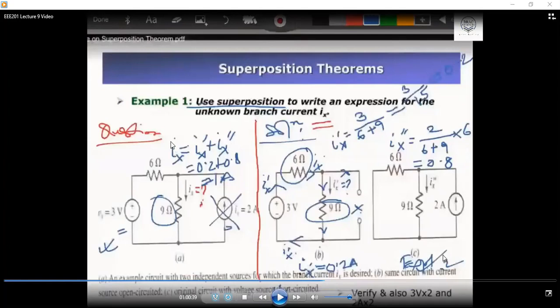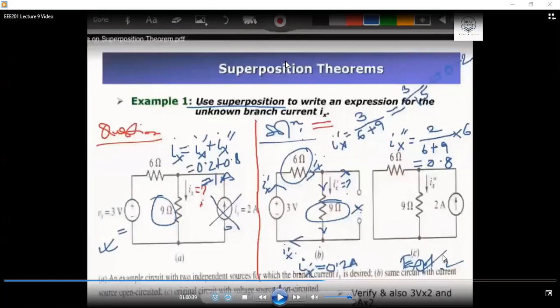Like last time you saw V1 is V1 prime plus V1 double prime, and V2 is V2 prime plus V2 double prime. Like that, in this case, Ix will be Ix prime plus Ix double prime. Ix prime you got from the first experiment, which is 0.2, and Ix double prime you got 0.8. So 0.2 plus 0.8 is equal to 1 ampere. So the answer is 1 ampere. Using the superposition theorem, you got the answer 1 ampere. Are all of you clear?